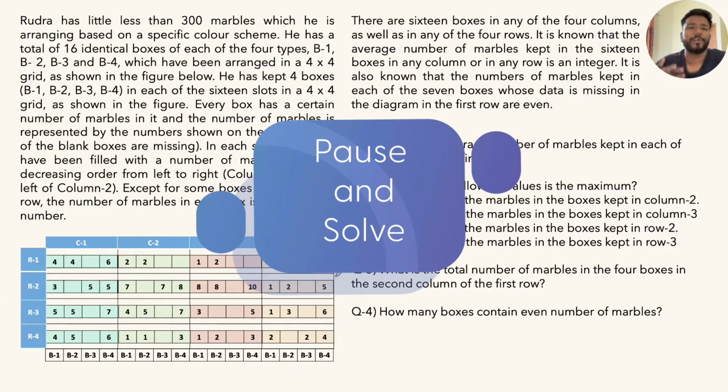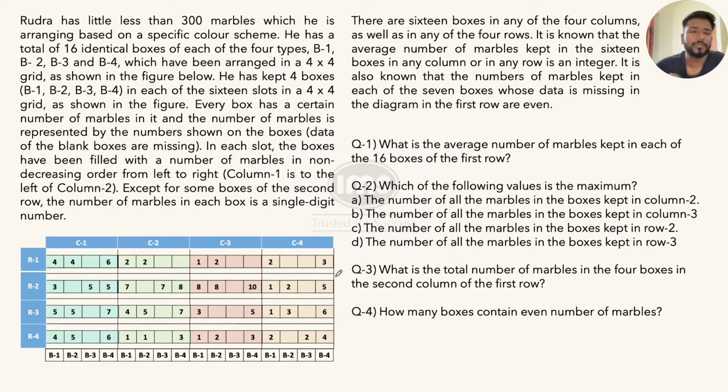Now let's understand what is mentioned in this particular set. This says Rudra has little less than 300 marbles which he is arranging based on a specific color scheme. He has a total of 16 identical boxes of each of the 4 types B1, B2, B3 and B4. So the total number of boxes would be 4 into 16, that is 64, right? B1 has 16, B2 has 16, B3 has 16, B4 has 16.